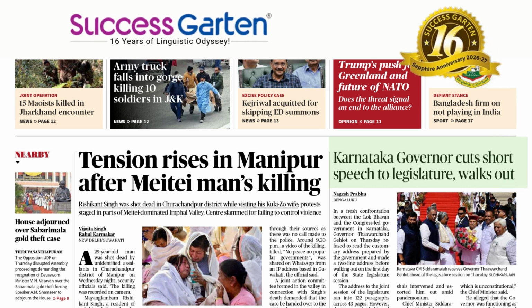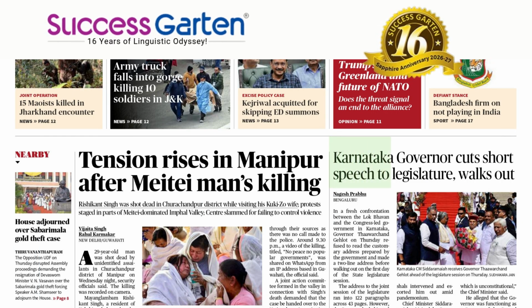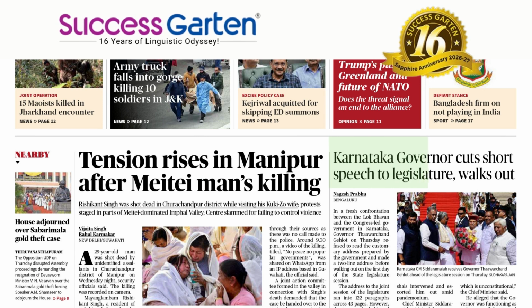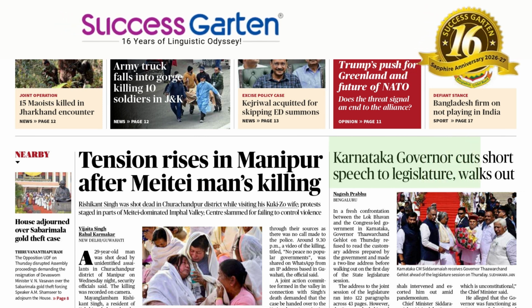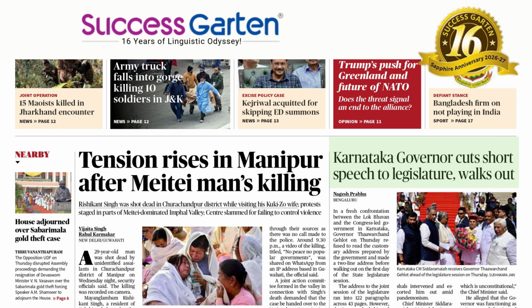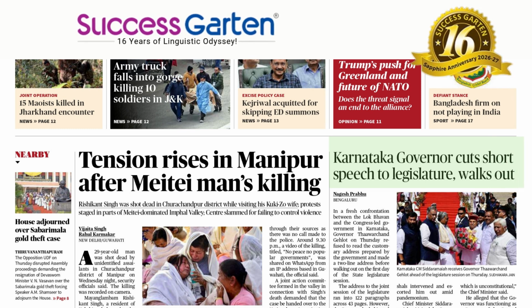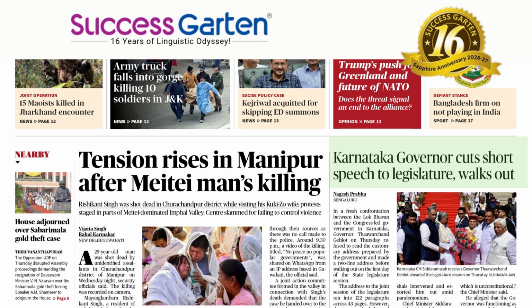Walks out. Walk out is a phrasal word. W-A-L-K. Walk out. When you walk out, what happens? You leave an event because you disapprove something. That's very interesting. So walks out. The Karnataka governor walks out. Why does he walk out? Why does he cut short? That's very interesting language property. Now we move to the next news item.